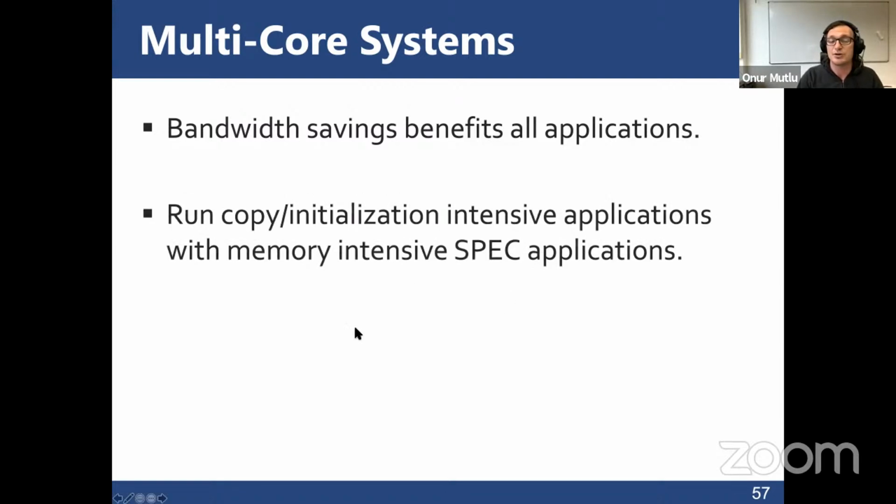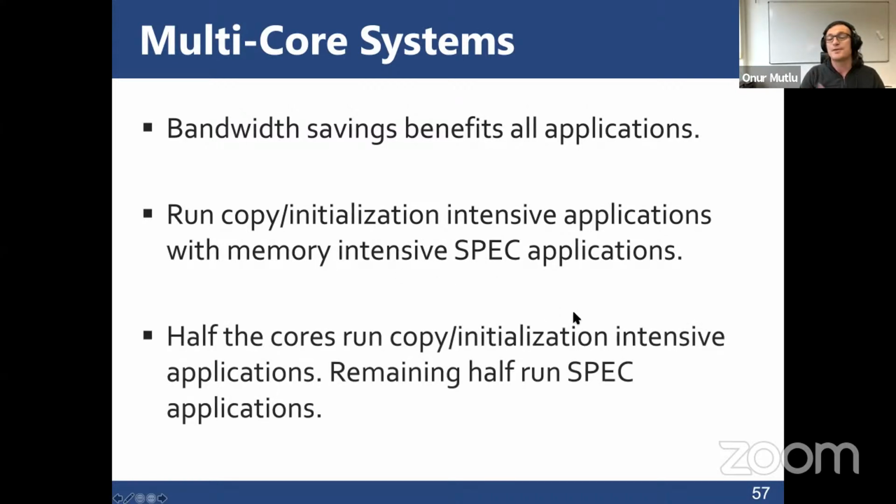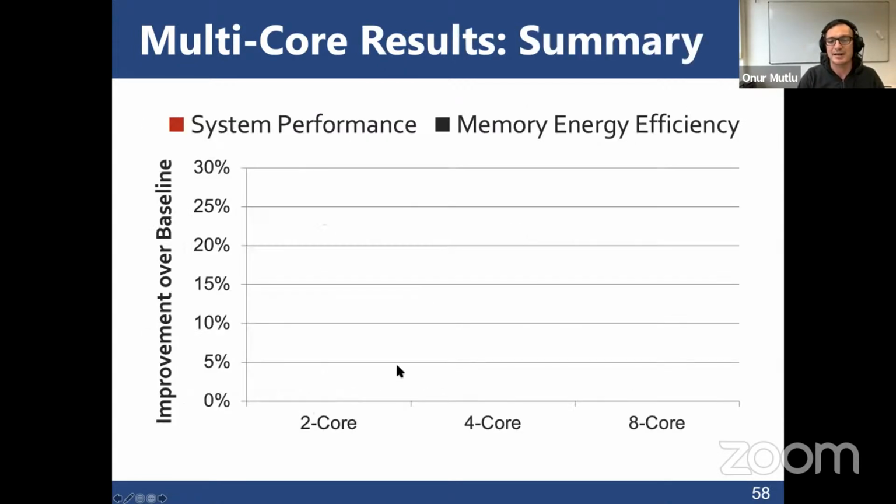So to demonstrate that, the paper runs copy and initialization intensive applications together with memory intensive SPEC applications. Half of the cores run copy and initialization intensive applications, and the remaining half run SPEC applications. So this is one methodology, of course. In fact, you could poke into this methodology and say, oh, maybe that's not a realistic scenario. But then the question becomes, what is a realistic scenario? The paper makes a reasonable effort to actually evaluate this, basically. Okay, now let me show you the results.